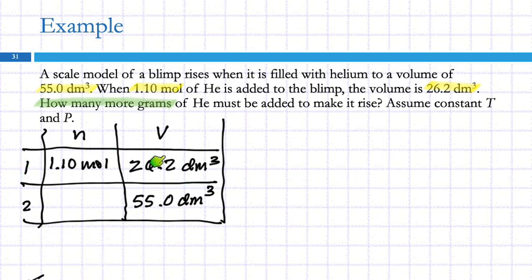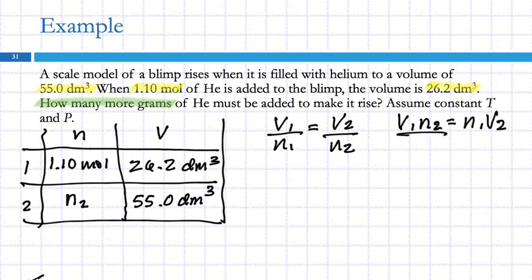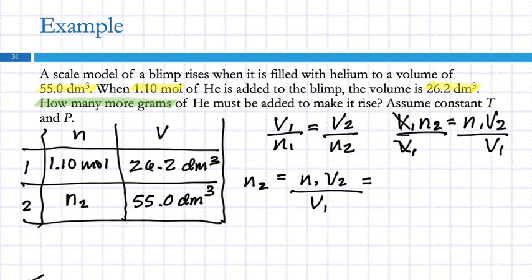Well, just looking at this table, what could we calculate here? We could find the moles of gas at that volume, right? So the moles of gas that would cause it to float. Well, let's do that. Looking for N2. So that amount of moles is equal to moles 1 times volume 2 divided by volume 1. So starting with 1.10 moles and 55 cubic decimeters, divide by volume 1.